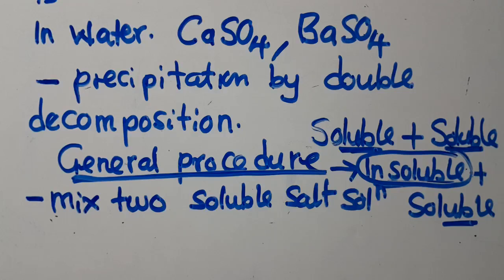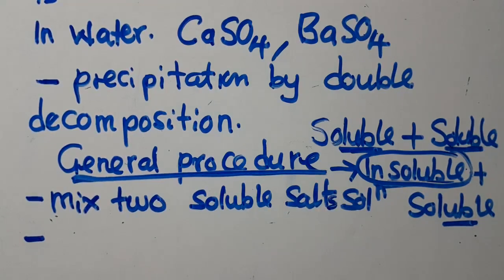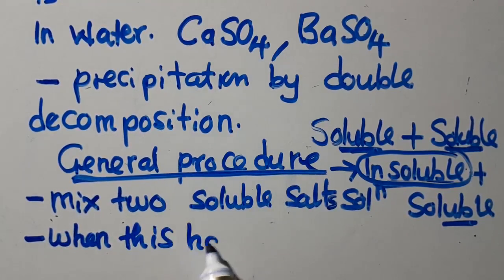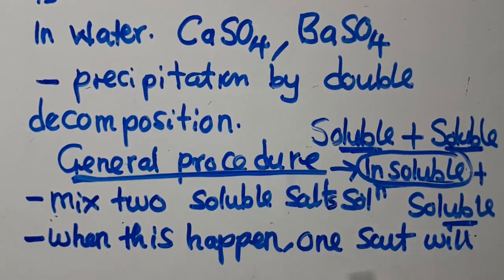If you don't have these notes, I would encourage you to write them down. So you mix two soluble salt solutions. After you mix them, when this happens, what you need to know is that one salt will precipitate.